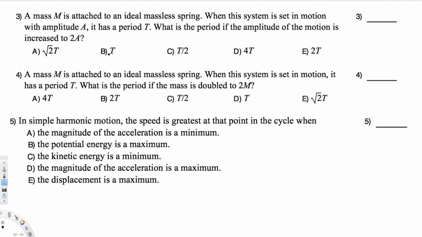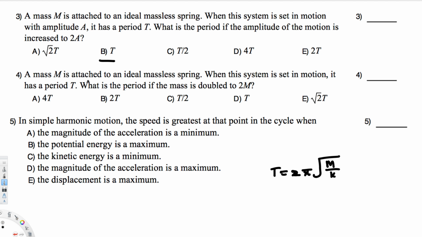Here we have to know the period equation, that is T is equal to 2π square root of m over k, right? And from this one you know that the period is not dependent on amplitude. So no matter how much you change the amplitude, the period is going to remain the same. So from this one you know the answer is going to be B, because the period is not going to change.